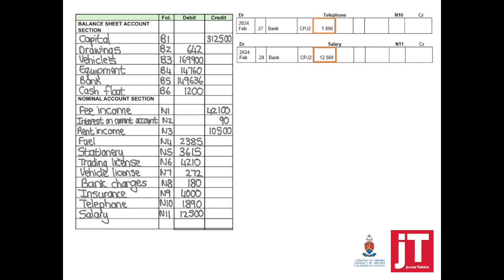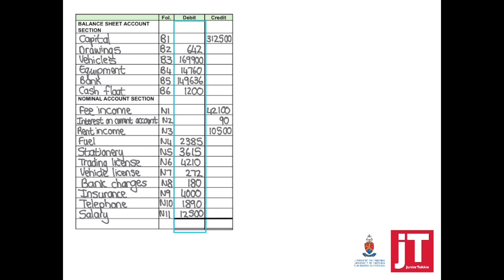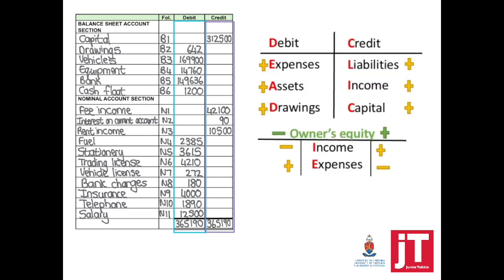Once we've taken everything from the general ledger, all the end balances and totals, now we can do the next step by taking the debit side, adding everything, taking the credit side, adding all the figures on the credit side, and if those two are the same, it means this whole process, we've done it 100% correct.